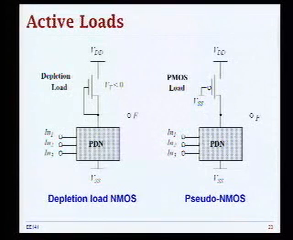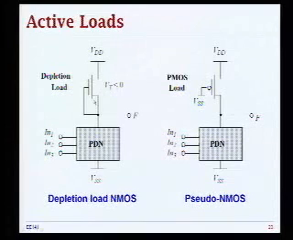load resistor. Basically, putting in a discrete component is not really a good idea. You can normally implement good resistors using active devices, transistors. So you can use, for example, a depletion load NMOS, which has an implanted channel. You have to basically apply a negative threshold to turn it off.